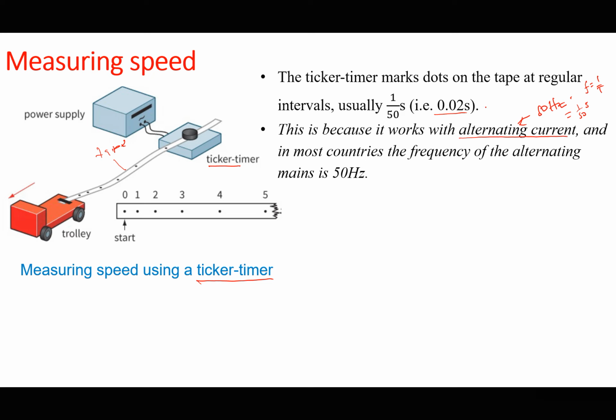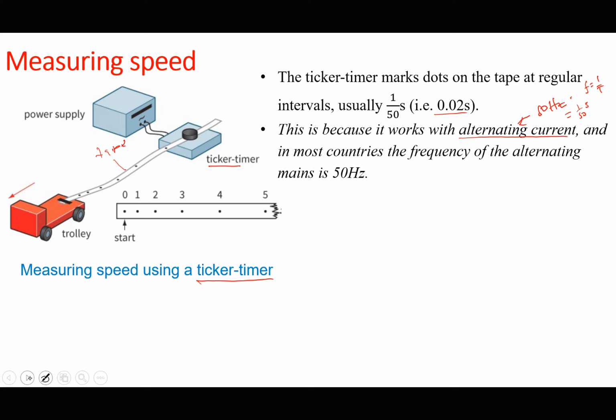Our task is now just to analyze the distance between these dots to be able to make a judgment of the speed of the object or the speed of the trolley. You can also, by the way, do this on a falling object. You attach tape on a falling object. Of course, in that case, the ticker timer should be placed vertically so that it keeps on putting dots onto the tape when the object is falling.